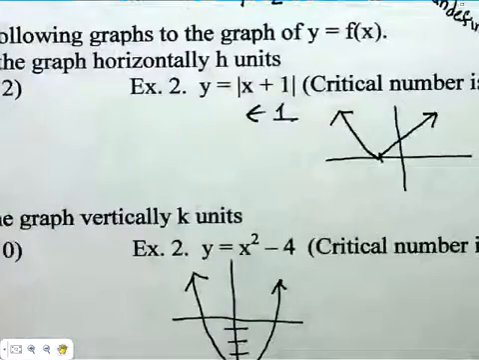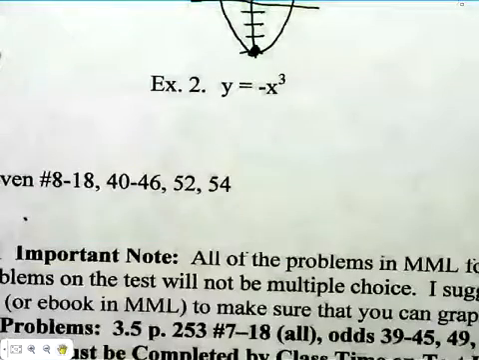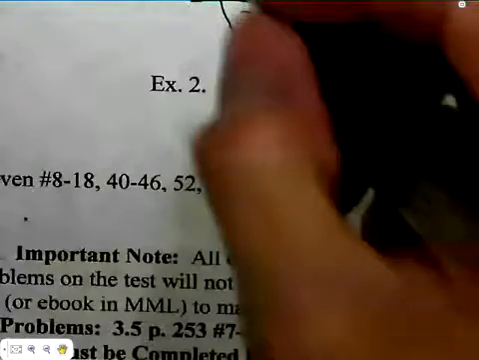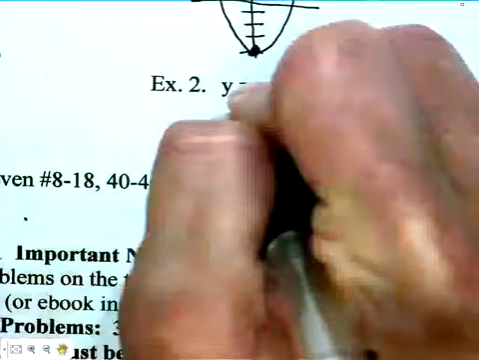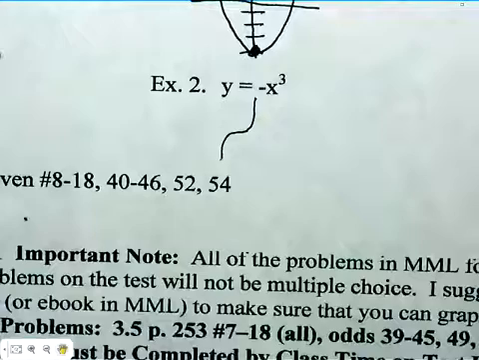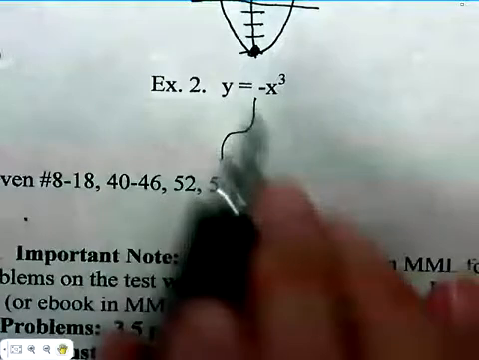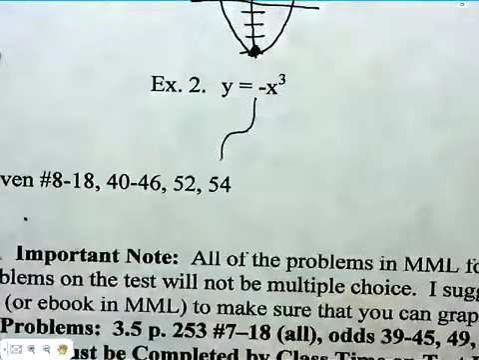What about negative x cubed? You remember what x cubed looks like? I don't have a good name for it. It's kind of snake shaped. Goes up from left to right. If I reflected that with respect to the x-axis, what would change about that snake? Going left to right, it would be going downhill instead of uphill.